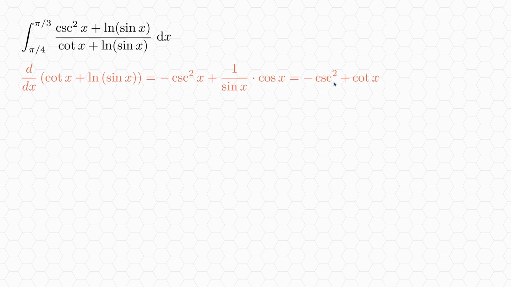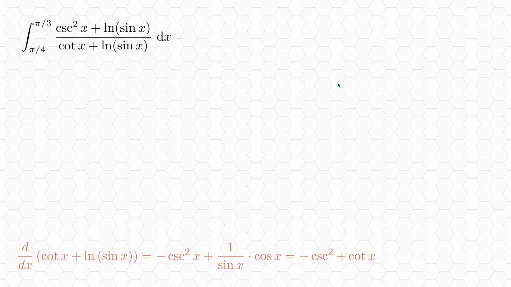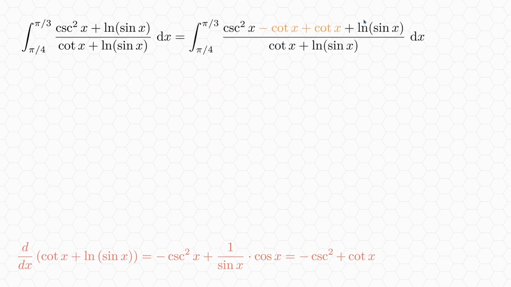Now, this cosecant squared x here is present already in the numerator, so what we can do is just introduce a cotangent x in the numerator so that we'll have something like the derivative that we want. And that's what we'll do. We will add and subtract cotangent x to the numerator. If we do that, we can split the integral into two.